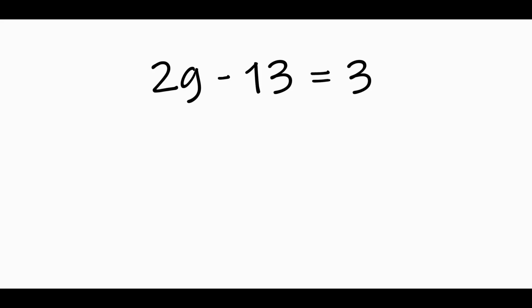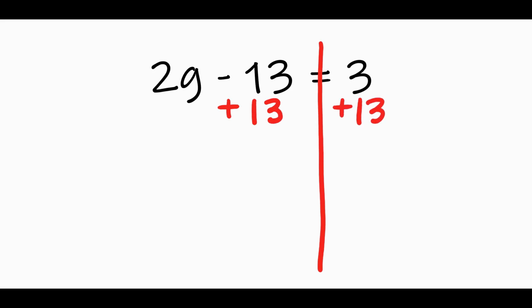2G minus 13 equals 3. I'm going to draw that river. I'm going to take care of the negative 13 first. The opposite of a negative 13 is a positive 13, so I'm going to add 13 on both sides. This is going to create a 0 pair here.